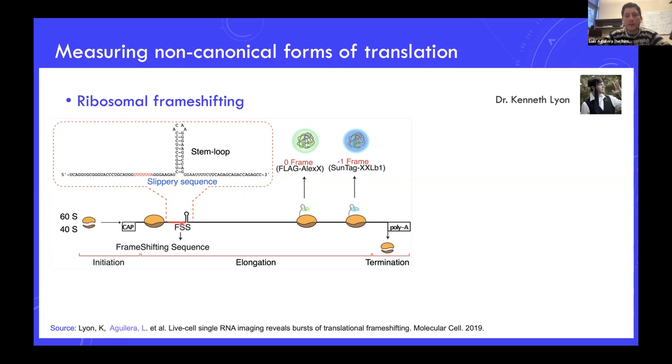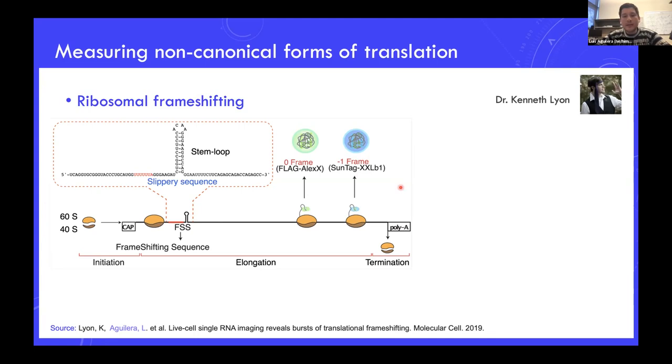So for example, in this particular construct, if the ribosome continues in the zero frame, it's going to produce a protein that is FLAG, and we can detect that in the green channel. And if the ribosome goes into the minus one frame, so if a frameshifting event occurs, the ribosome can produce a different protein, that is XSLB1.